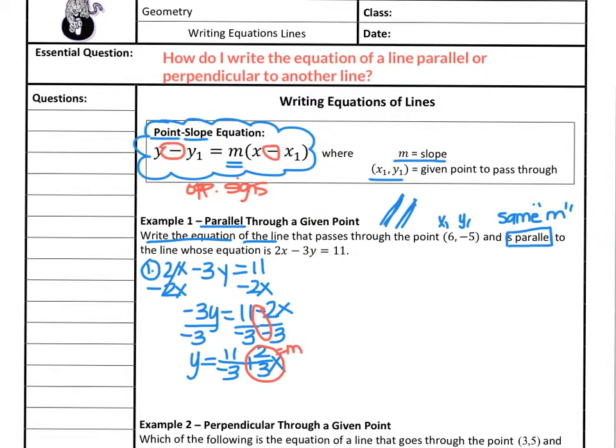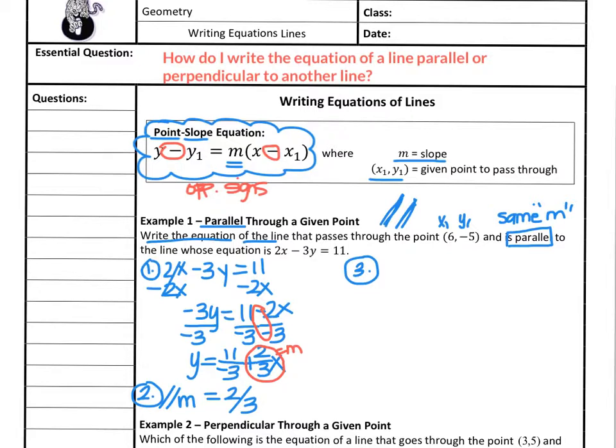Okay, so our second step is the parallel m, or that's going to stand for the parallel slope, is a positive 2/3. Okay, so we need the slope for this one. If it was perpendicular, it would be a different thing, but we haven't gotten there yet. Step 3 after that is going to be take our information and plug it back into our general formula.